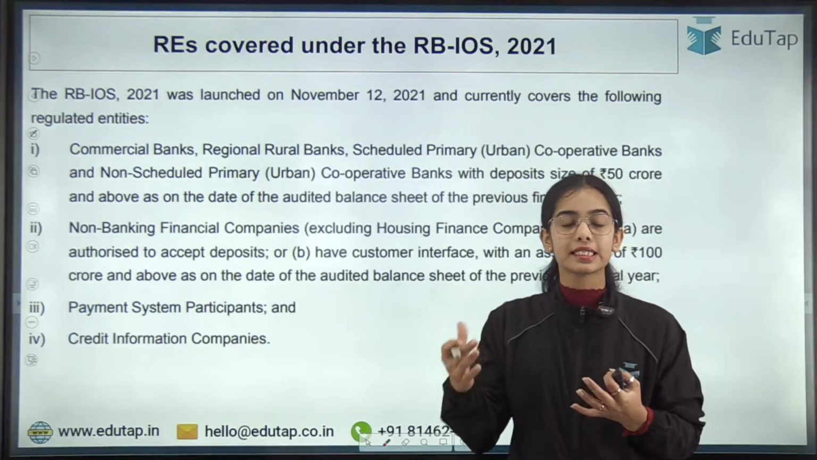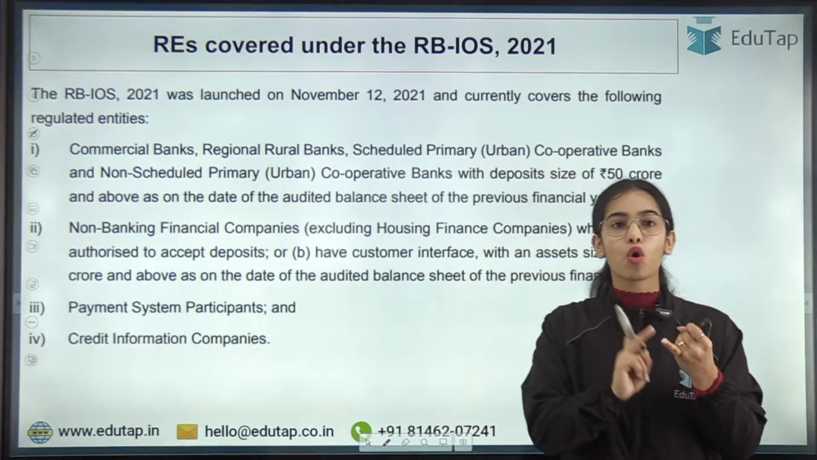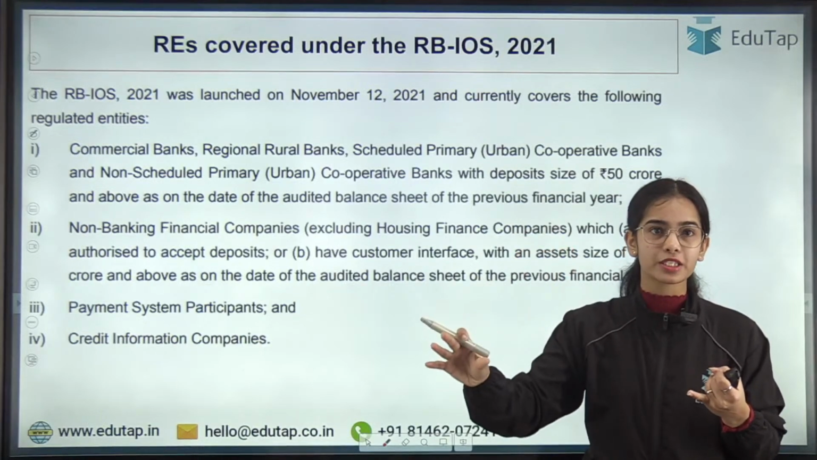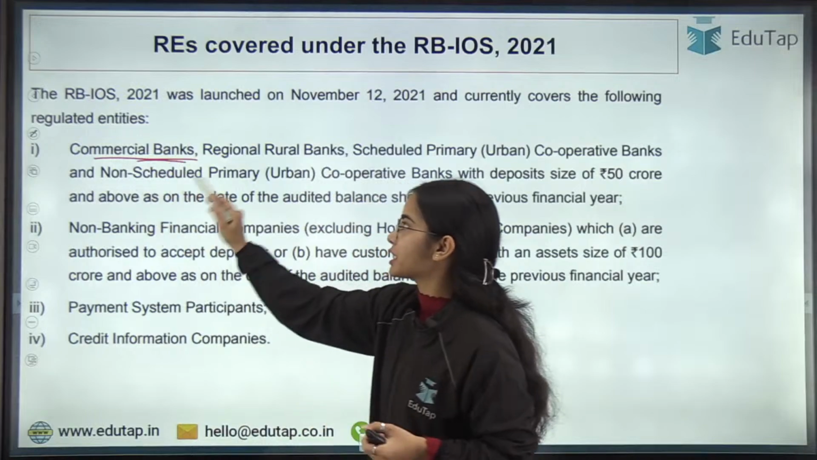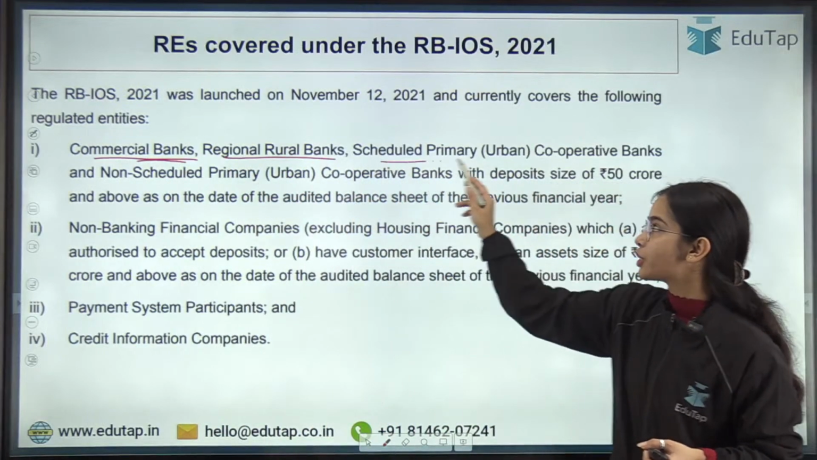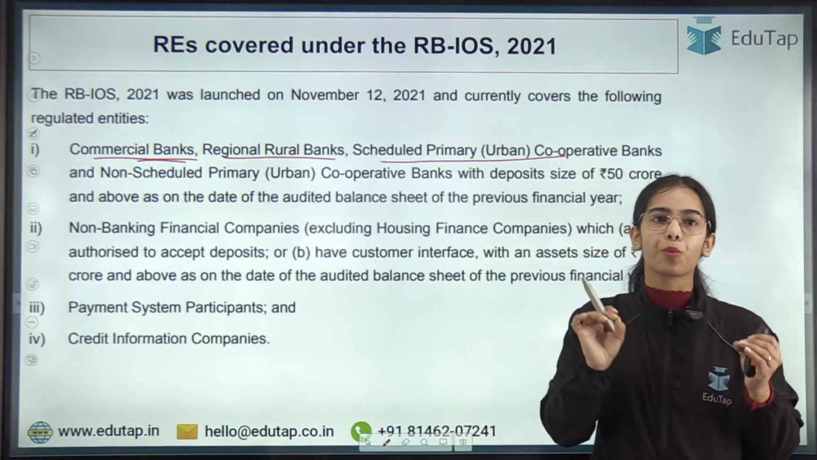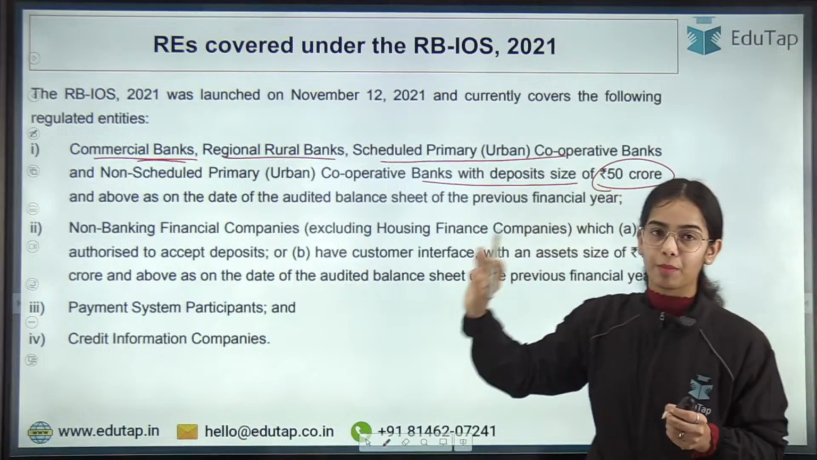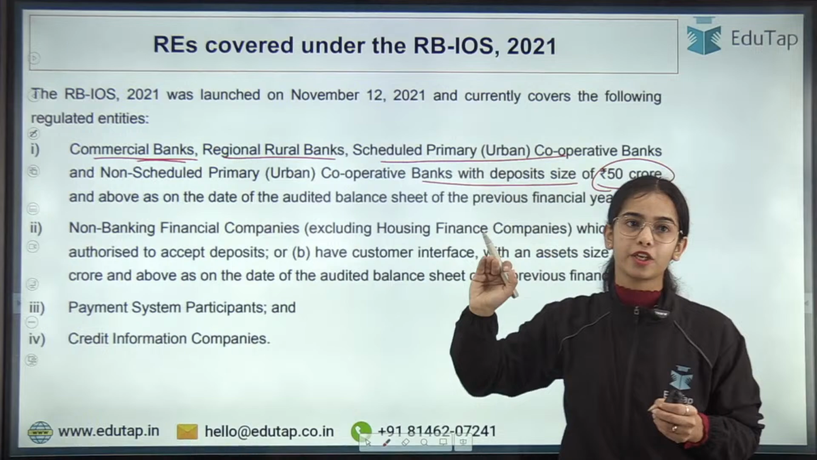Now, which entities are under the purview of the Reserve Bank Integrated Ombudsman Scheme? All the commercial banks, be they private banks, public banks, or small finance banks, are under the scheme, as well as regional rural banks, scheduled primary urban cooperative banks, and non-scheduled primary urban cooperative banks with a deposit size of 50 crores and above. So all of these entities come under the purview of the Integrated Ombudsman Scheme.